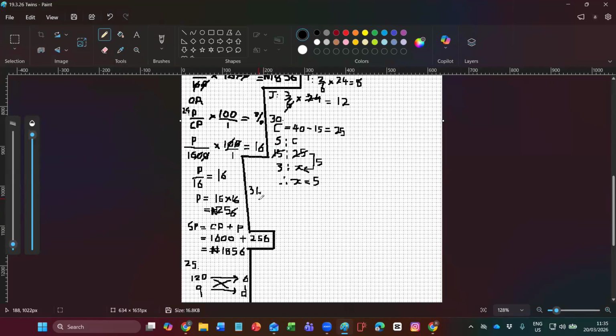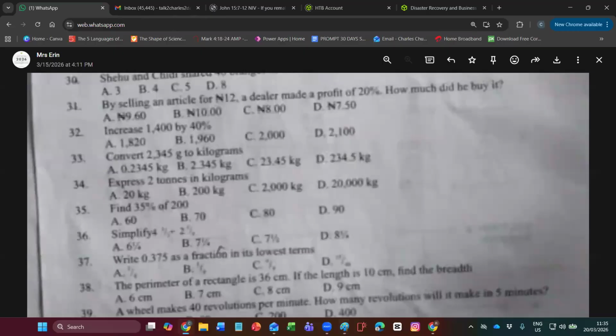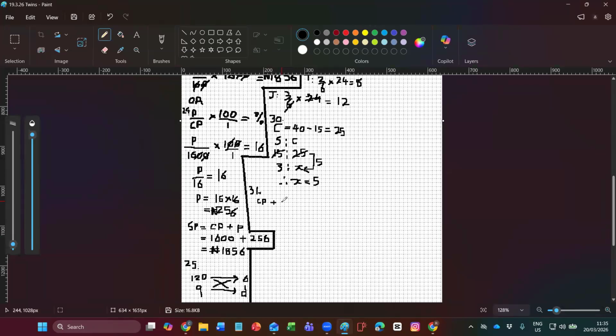The formula we are going to use is selling price equals cost price plus... Now in this case, what is this thing? The percentage profit, 20%. 20% of cost price. I will explain it, just follow me. So 20% times the cost price.